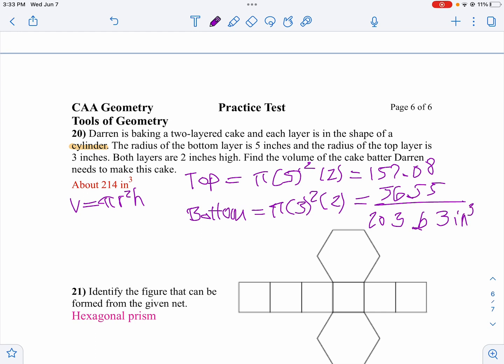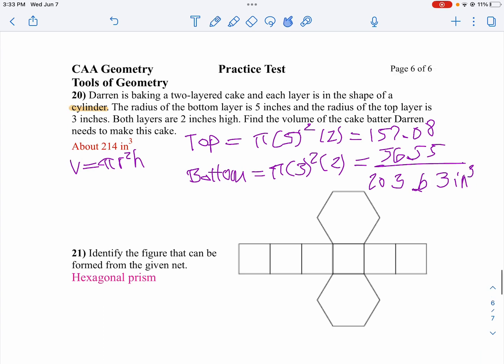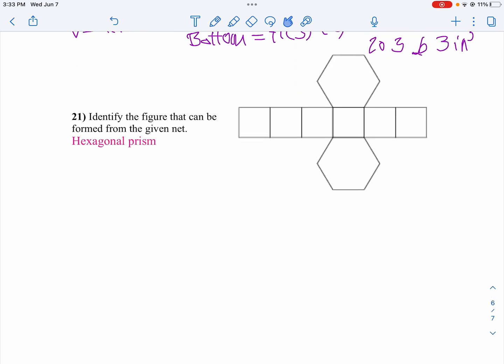Now you're probably not going to measure to the nearest hundredth of a cubic inch, so that's why I put 214. If you use 3.14 for pi, you might get an answer just a little bit smaller, but it should still be around 214. If I don't tell you what to use on the test, I don't care if you use 3.14 or if you use pi. Just do whatever one's easier for you. Obviously, on paper, I prefer that you use the pi key. Use your calculator.